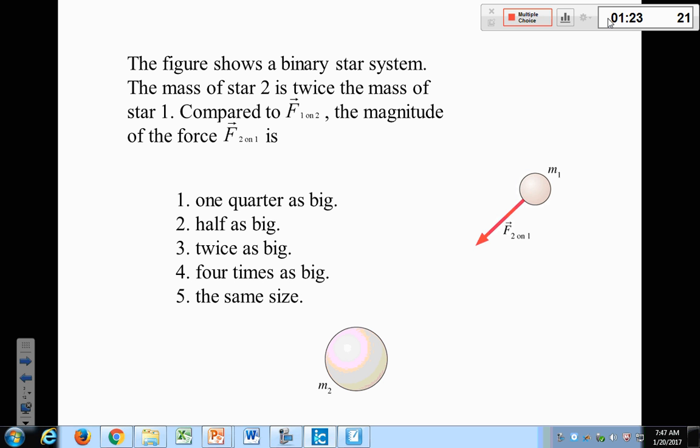This is our gravitational force. This is sort of one of Newton's big breakthroughs. We talked about it last semester and again this semester. I'm going to stop at 138.